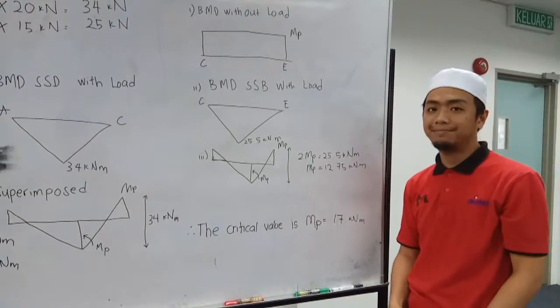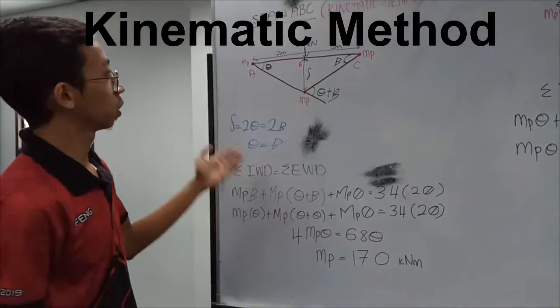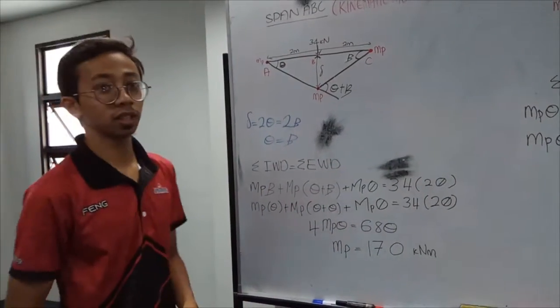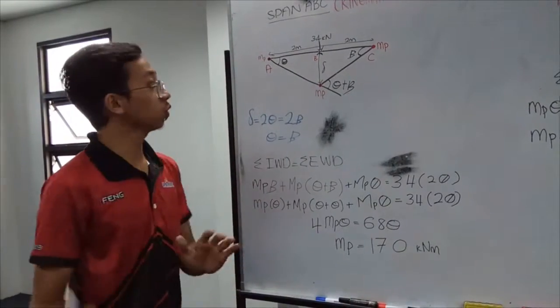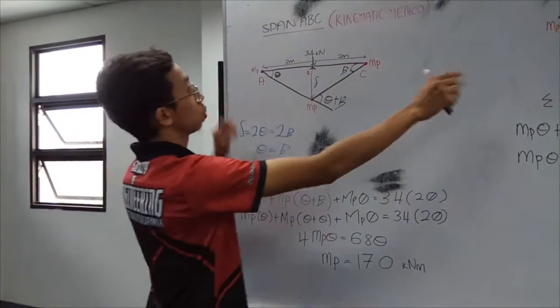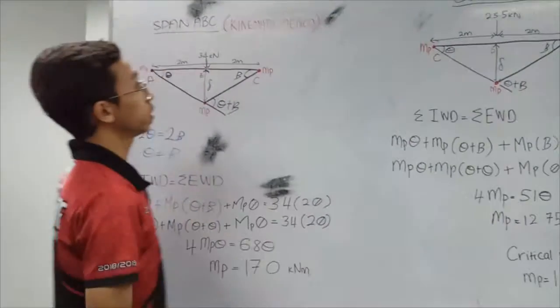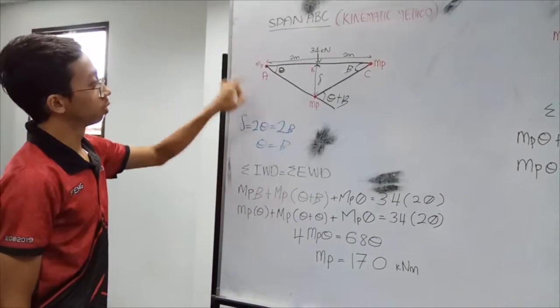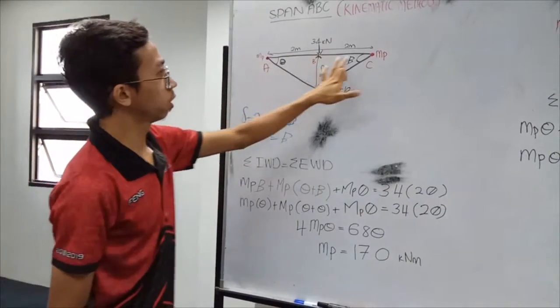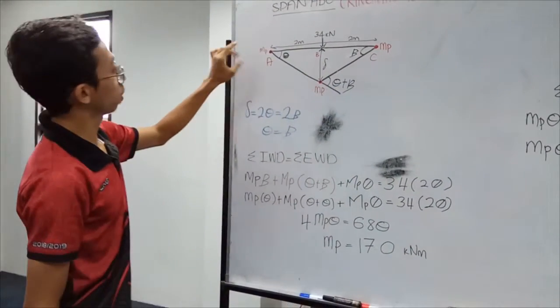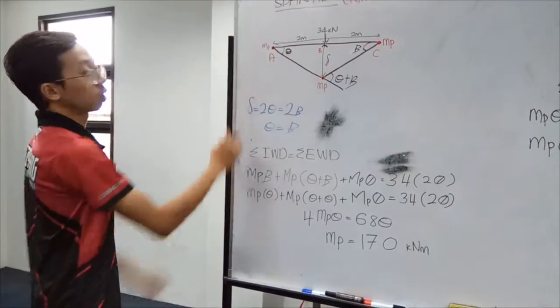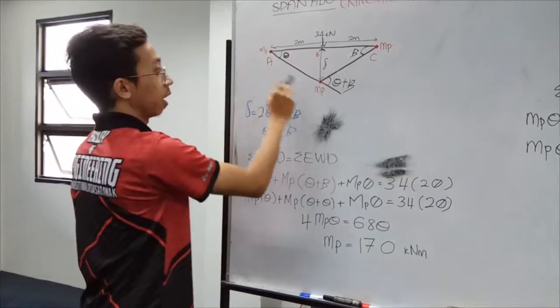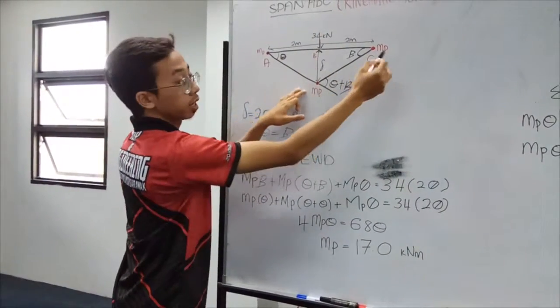So that's it. Today I will explain to you about question number 1 for the kinematic solution method. First of all, we separate the span into two: span ABC and span CDE. For span ABC, the first step is we find out where the plastic moment lies, which is at A, at B, and at C.